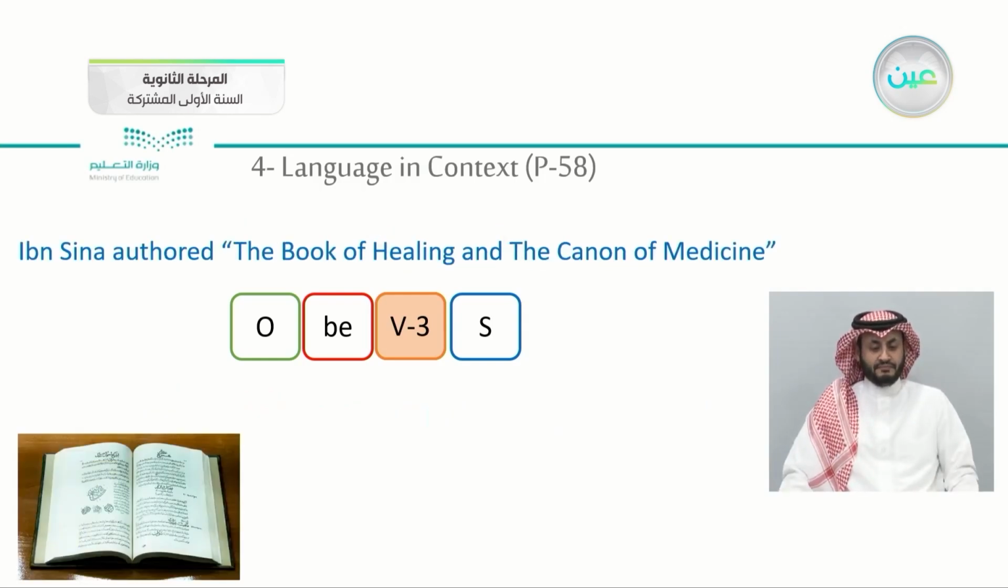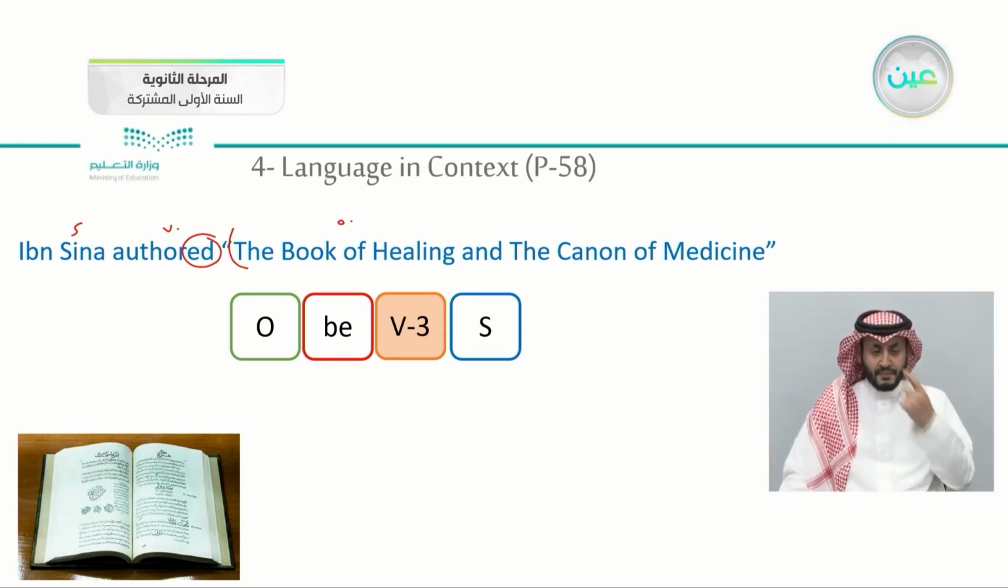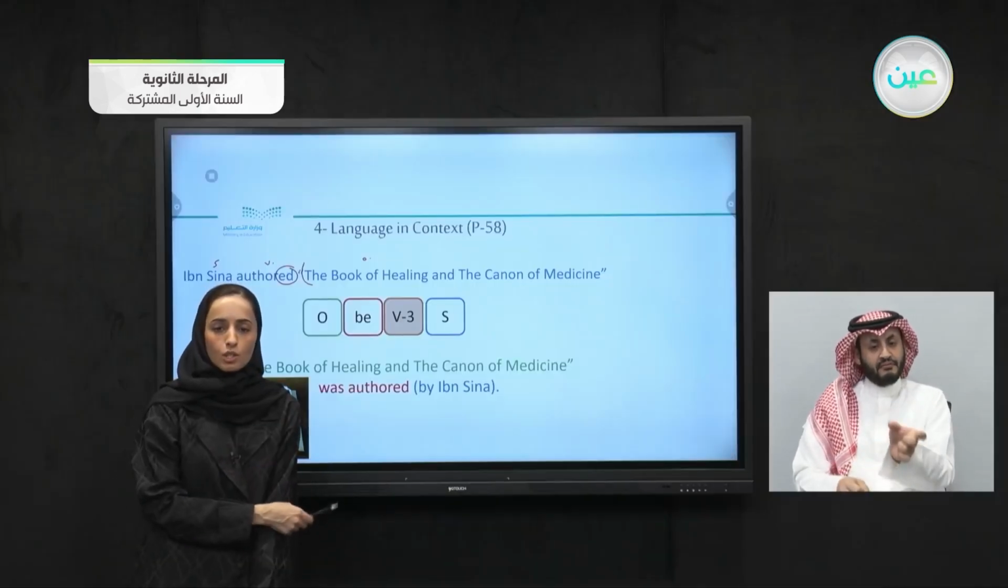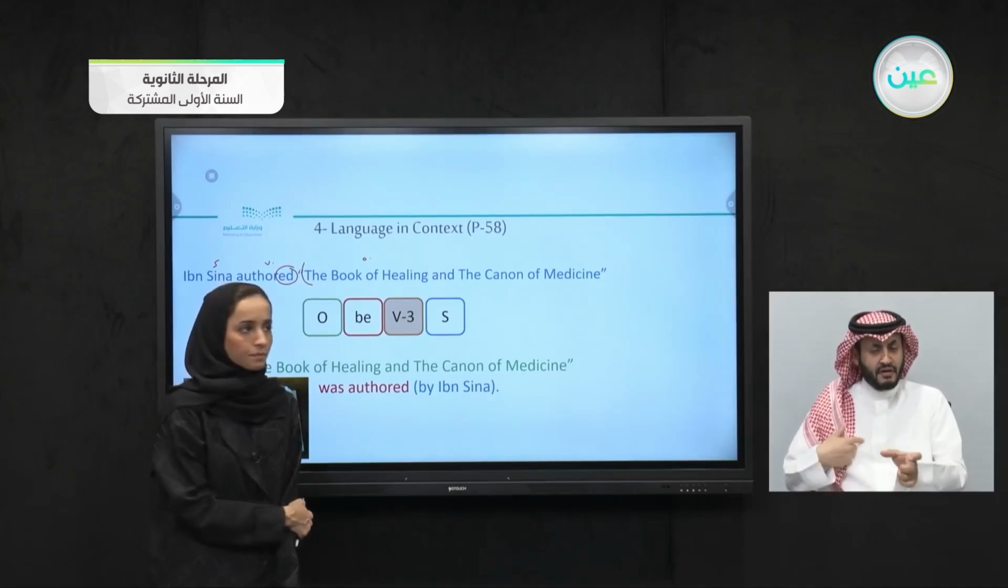Let's try to do one more. Ibn Sina authored the Book of Healing and the Canon of Medicine. Here is our subject, here is the verb in the past tense, and the name of the book is our object. I want to focus on the book. So I will say, the Book of Healing and the Canon of Medicine was authored, maybe on this or that date. You can mention it, and you can take out the subject.